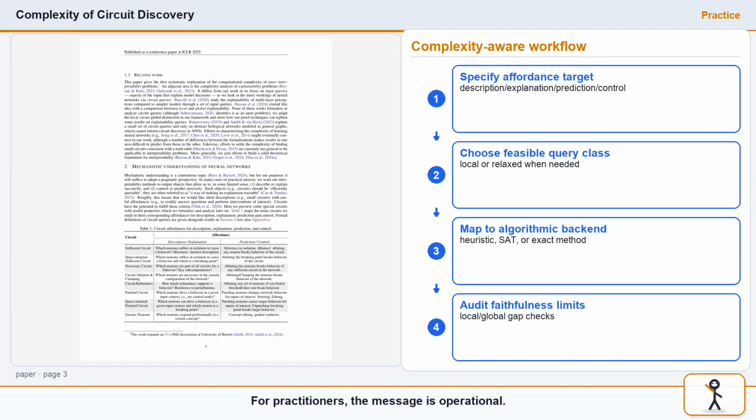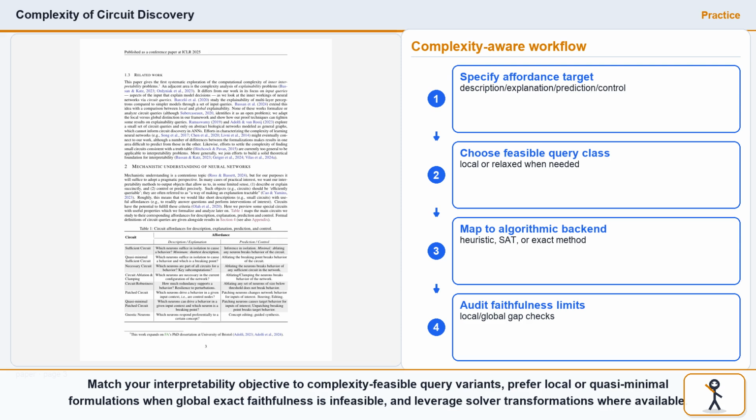For practitioners, the message is operational. Match your interpretability objective to complexity-feasible query variants. Prefer local or quasi-minimal formulations when global exact faithfulness is infeasible, and leverage solver transformations where available.